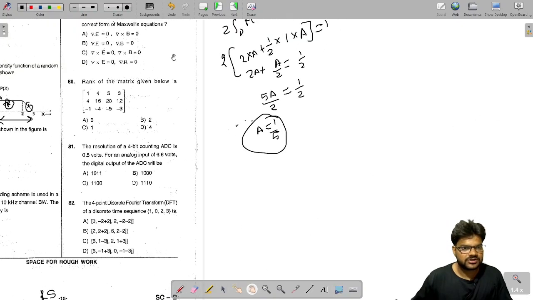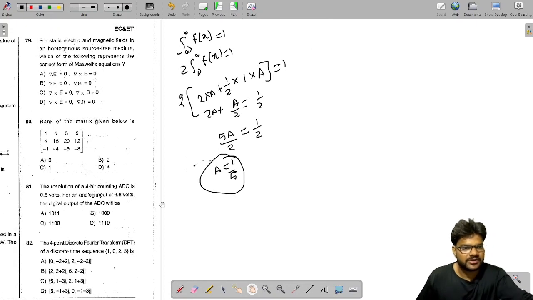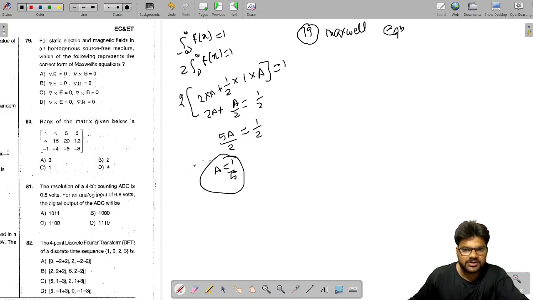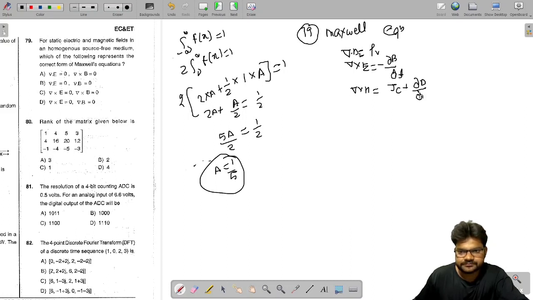So the next question is question number 79. This is directly on Maxwell equations. For static electric and magnetic fields, if you know the Maxwell equations, all 4 Maxwell equations are: del dot D equals rho V, del cross E equals minus del B by del T, del cross H equals Jc plus Jd, where Jd is del D by del T, and del dot B is 0.